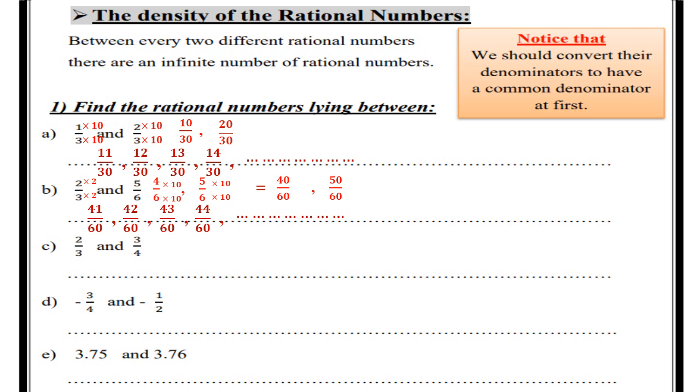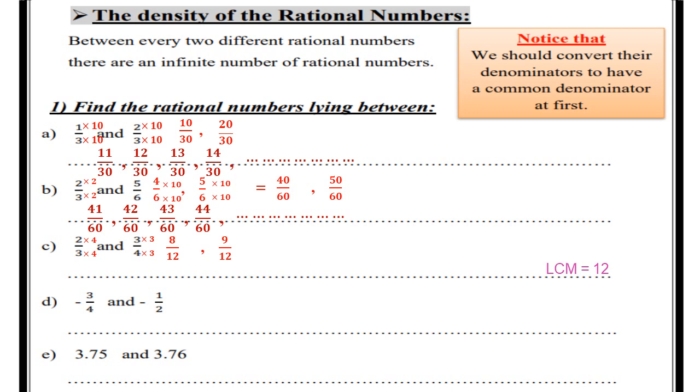C. 2 over 3 and 3 over 4. I have here in the denominator 3 and 4. So I have to get the LCM for the denominator. It will be 12. I will multiply 2 over 3 by 4 up and down. And 3 over 4 by 3 up and down. It will be 8 over 12 and 9 over 12.